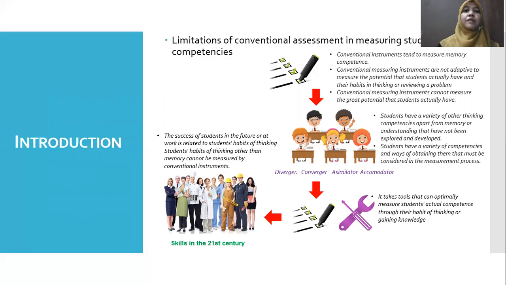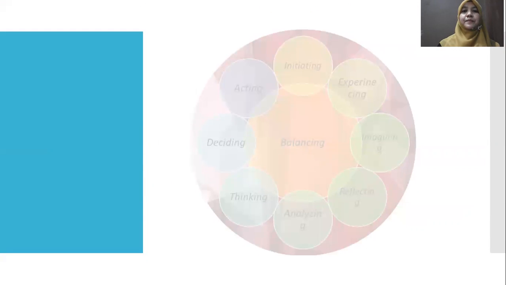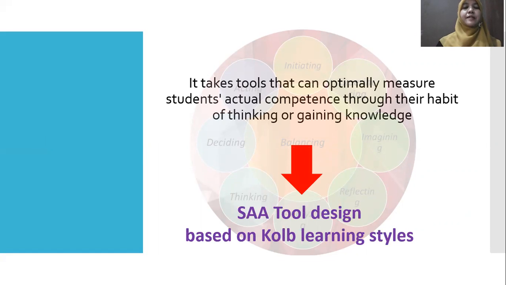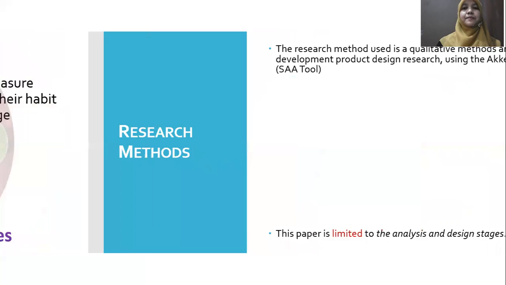The success of students in the future or at work is related to students' habit of thinking. Students' habit of thinking other than memory cannot be measured by conventional instruments, especially skills in the 21st century. So, it takes tools that can optimally measure student actual competence through their habit of thinking or gaining knowledge. And we design the SAA tool based on learning styles.